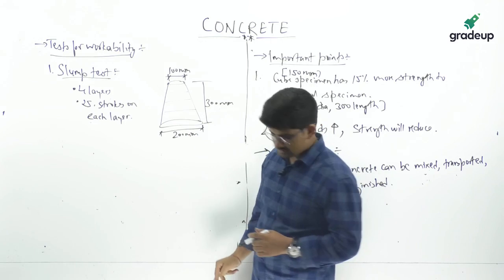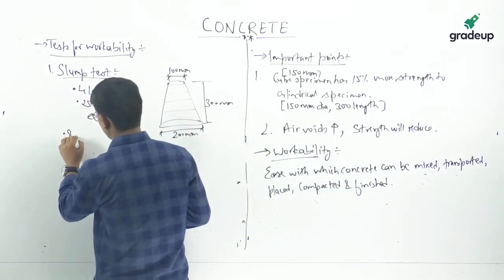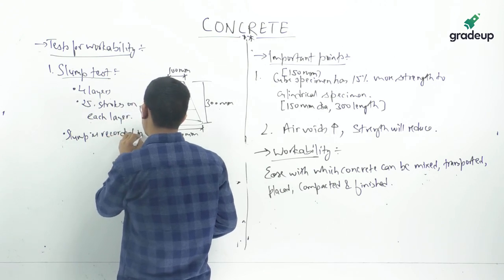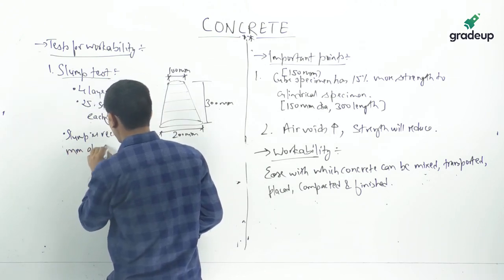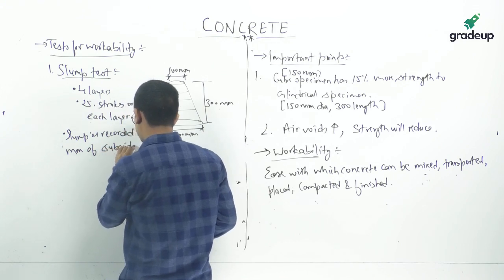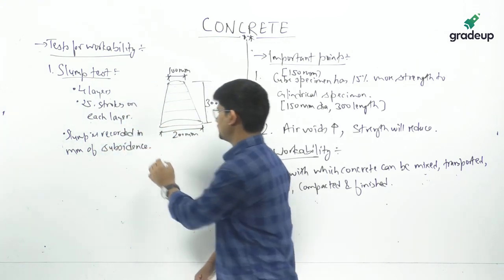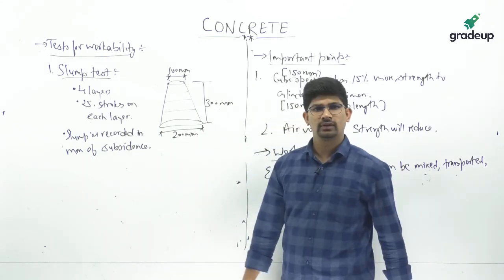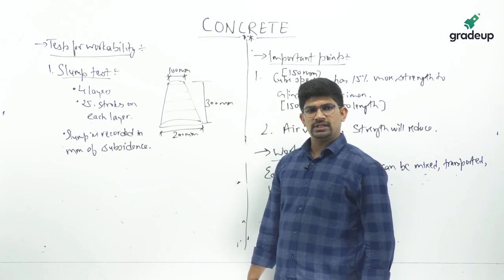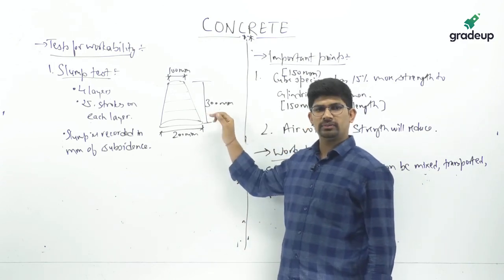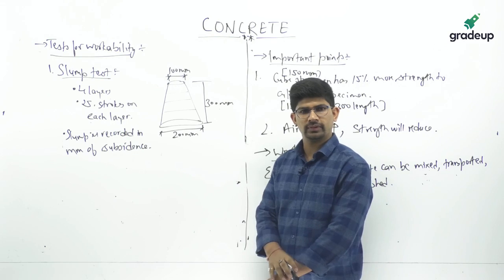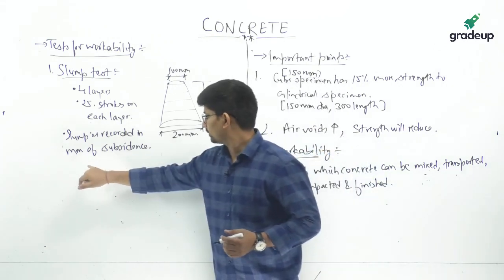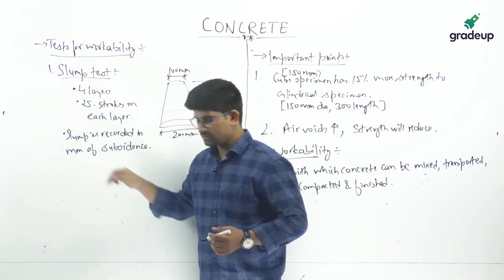After that slump is recorded in mm of subsidence. So it is recorded in mm of this subsidence. Height is 30 centimeter. Yes, I have written 300 mm. That is equivalent to 30 centimeter. So slump is recorded in mm of subsidence.